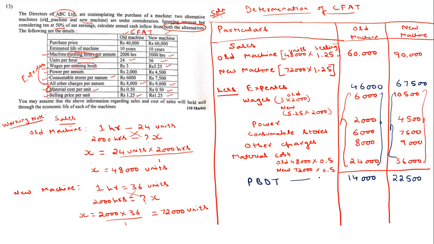Now, the moment we talk about profits or earnings before depreciation and tax, we know that we need to deduct the depreciation for the old machine as well as the new machine and then provide the taxation. Maybe by now you might be aware of how to calculate depreciation. I'll be showing here a working note, the depreciation for both the alternatives.